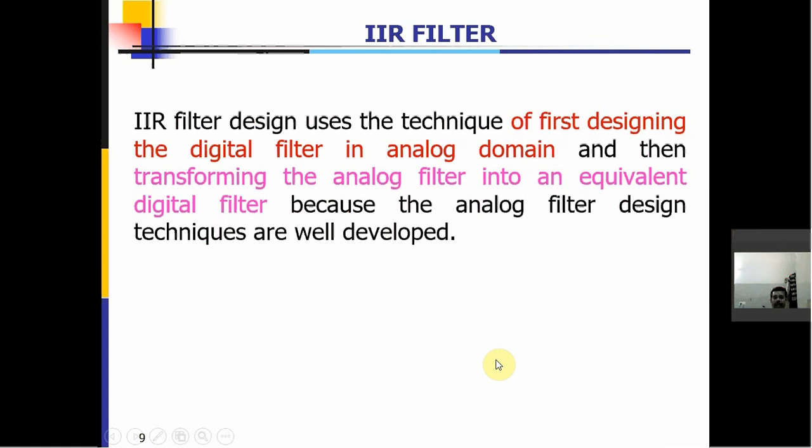The IIR filter design uses a technique of first designing the filter in the analog domain and then transforming the analog filter into an equivalent digital filter, because the analog filter design techniques are well developed. Since digital filter design techniques are not as well developed, first we design the filter in the analog domain, and then we transform that analog filter into an equivalent digital filter.